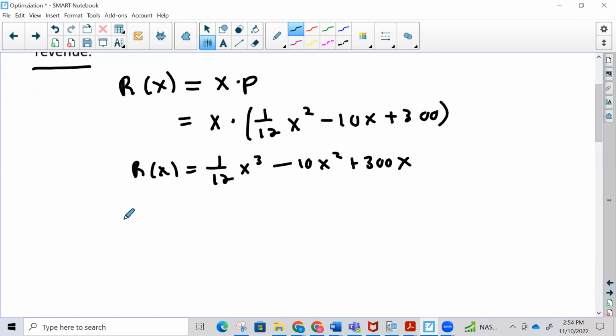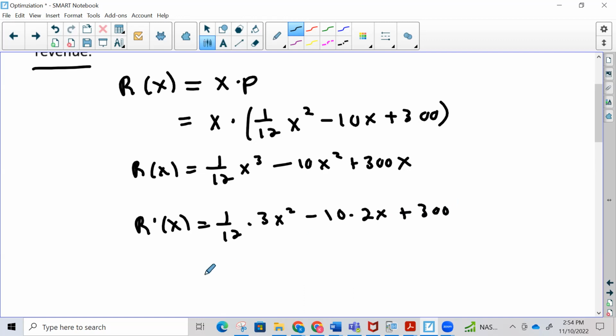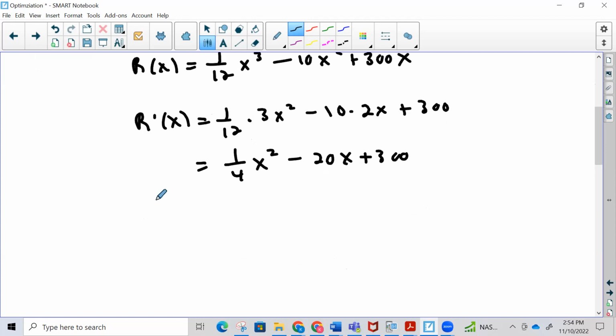So if we want to maximize or minimize, the process is we always take the derivative and set it equal to 0. So I have 1/12 times the 3x squared, I have the 10 times 2x, plus 300. So 3/12 reduces to 1/4, and then 10 times 2 is 20x, plus 300. Okay, so this is my derivative. I am going to set this equal to 0 to find where this occurs.